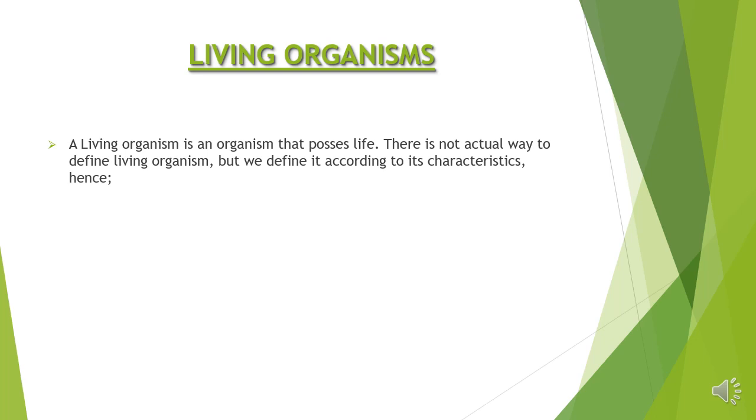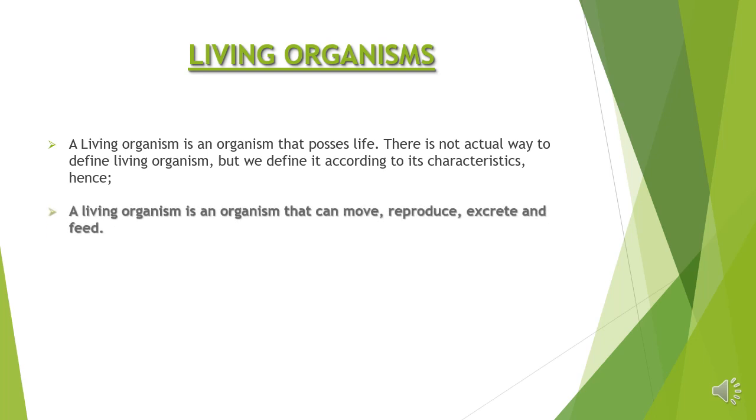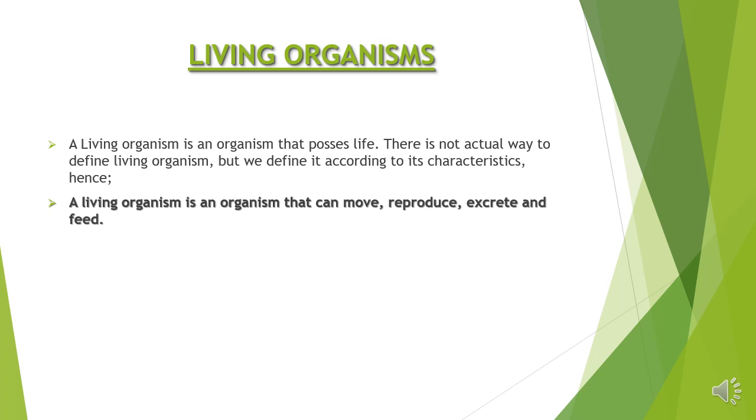A living organism is actually defined as an organism that possesses life. But there is actually no actual way we can define a living organism. The only way that we can define it is based on its characteristics. And what are those characteristics? Or let me say, to conclude, we can say a living organism is an organism that can move, reproduce, excrete, and feed, and other characteristics that we're going to mention. Examples of living organisms are plants, animals, insects, and a lot more that we can discuss.